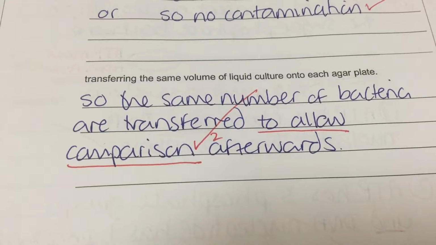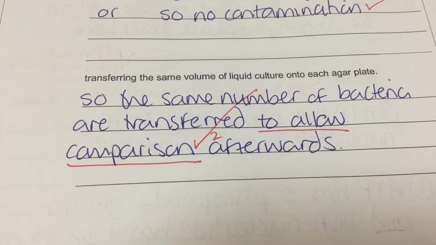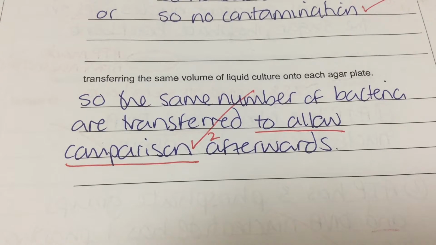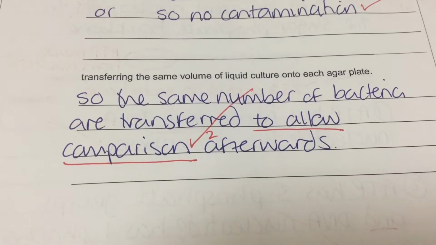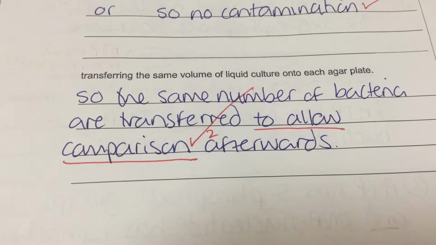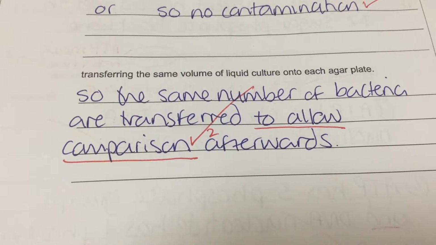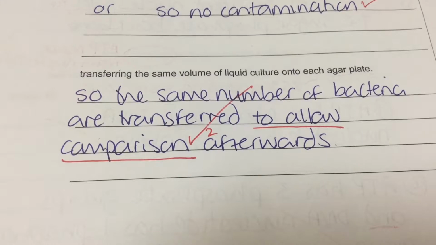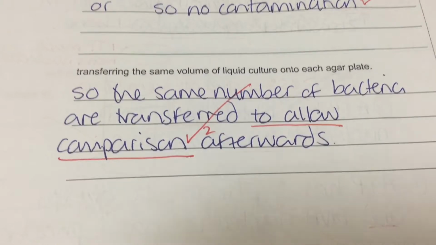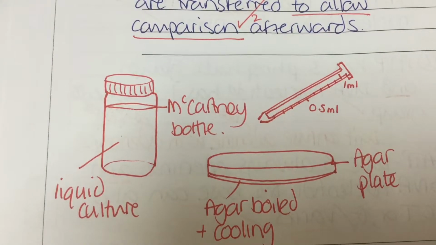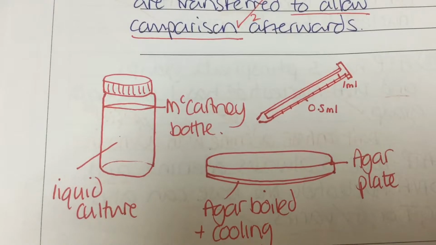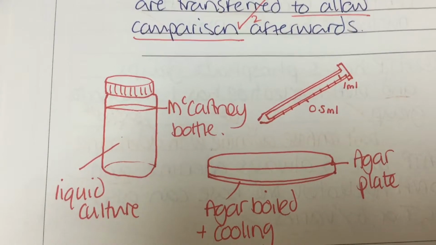The second part of the question asks us to explain the purpose of transferring the same volume of liquid culture onto each agar plate. The next part of the question is where it went very wrong for a lot of students. Students didn't seem to know what liquid culture was. So just to be clear, agar that we see in the agar plate is nutrient agar. It's got all the ions and minerals that bacteria need, plus the seaweedy bit, the agar bit, to make it go into a jelly. Liquid culture is just the nutrients without the jelly.